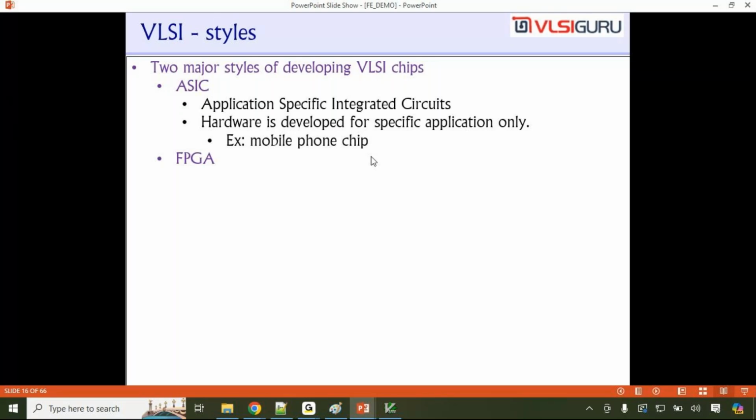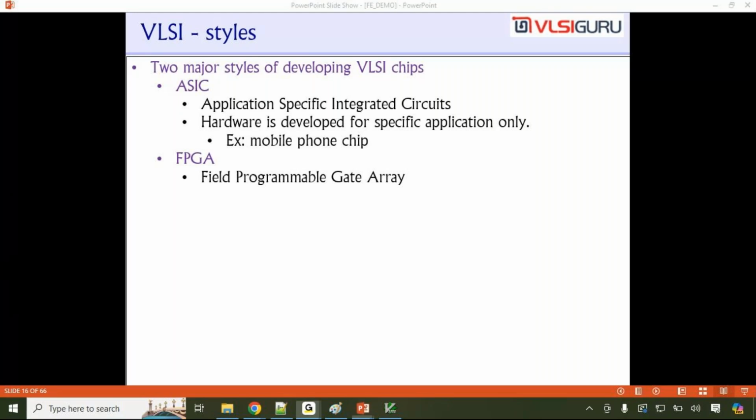There is another domain called FPGA, which is Field Programmable Gate Array. That same FPGA board can be used for different requirements. The same FPGA board can be used as a mobile phone. The same FPGA board can be used as a laptop chip. You just have to reprogram the things.